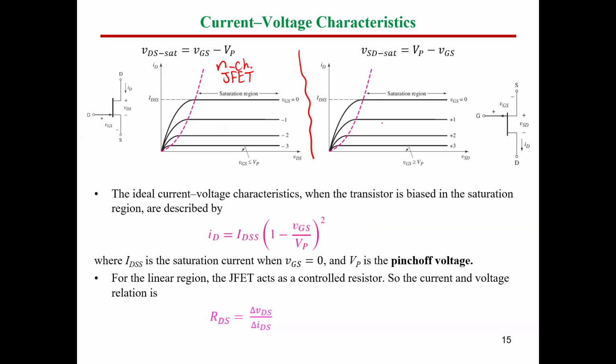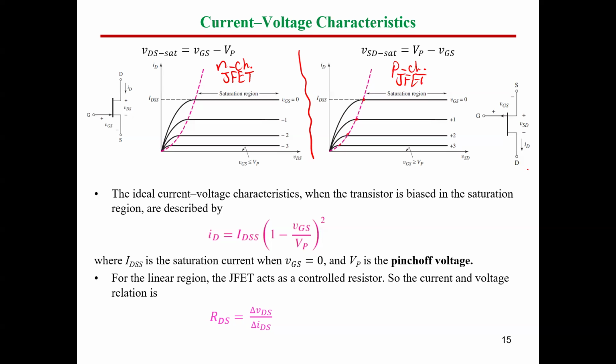What about the transition between linear and saturation region? Still the same value of drain to source saturation, sorry, VSD in this type, the P channel. So this is a P channel JFET. So it's going to be now VP minus VGS. Okay, so this is the P channel JFET.